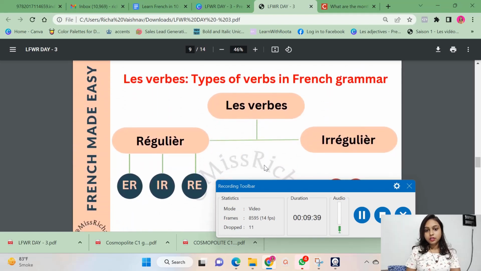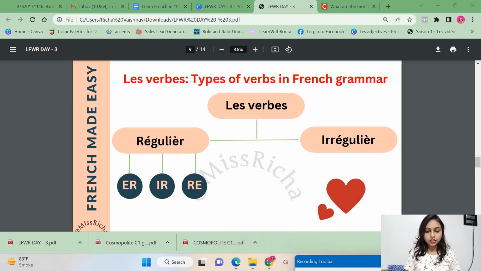Now, the types of French verbs. Verbs are broadly divided into these two parts. Just a minute, sorry. Yeah. French verbs are broadly classified into two categories, that is regular and irregular.